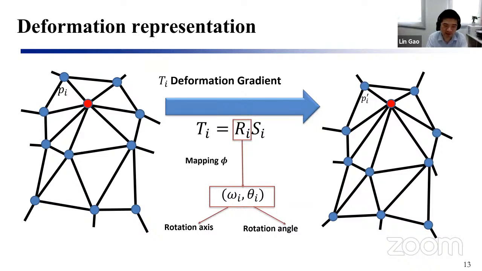But one challenge is that there is some ambiguity, because look at the rotation matrix. Given the same rotation matrix, there may be many solutions. The rotation axis and the rotation angle would have multiple solutions. So there are multiple rotation axes and multiple rotation angles for the same rotation matrix. This is very challenging, and also very difficult for representing large scale deformation.